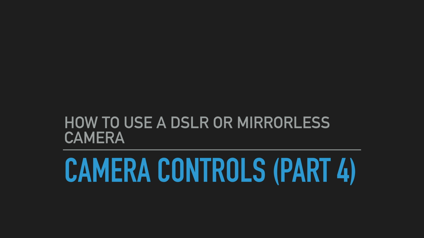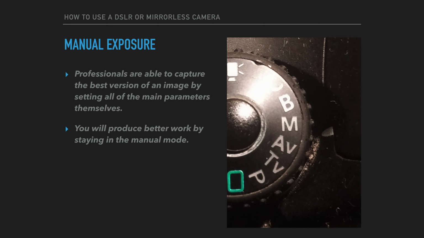Manual exposure. Professionals use manual control to expose their images or videos optimally. They are able to capture the best version of an image by setting all of the main parameters themselves, rather than relying on the camera to attempt to estimate and/or guess what the most desirable image would be.